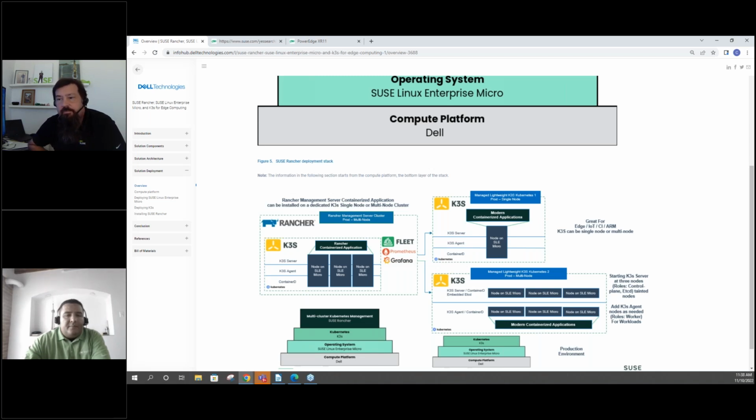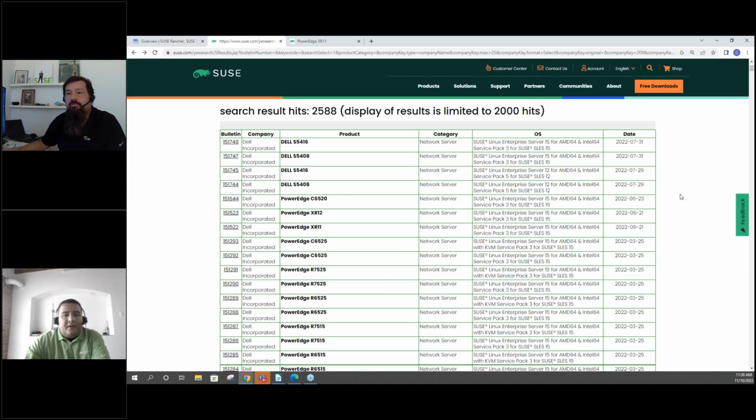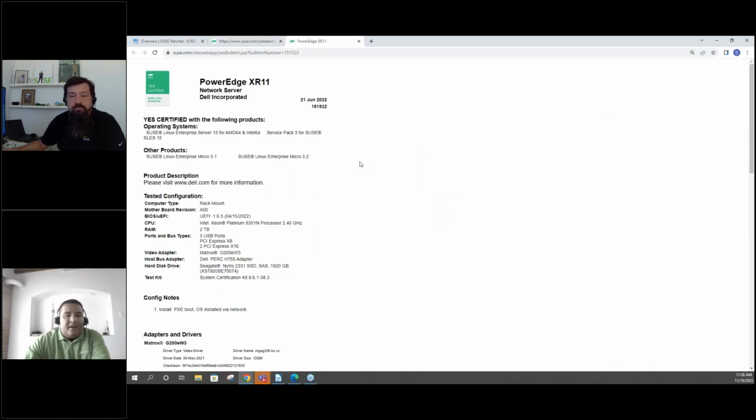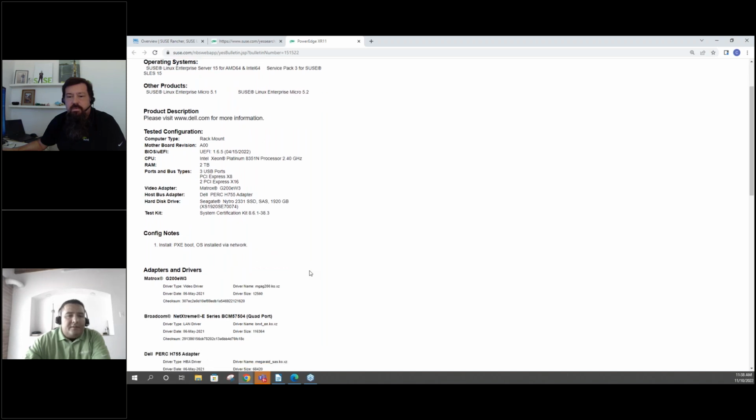It is very flexible at the hardware level as well. If you click on the SUSE certified program, we can see hundreds of different types of PowerEdge servers that are certified. One example of that are the XR11 and XR12. Those are some of the latest and greatest servers that Dell Technologies is offering for edge use cases, telecom use cases, anything from the front-end type of deployment.